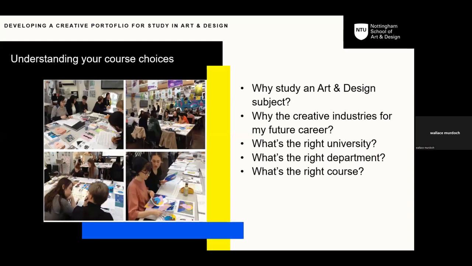So it's really important to understand the course choice that you make. I always get students to ask themselves a few questions when they're thinking about art and design. First of all, why study an art and design subject? Why the creative industries for my future career? What's the right university? What's the right department? And what's the right course? Because there's a wide variety of different universities, different departments and different courses to choose from.